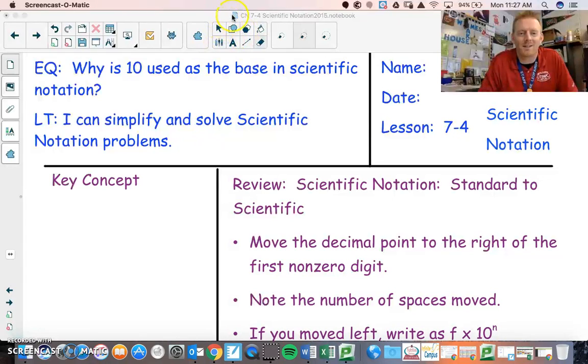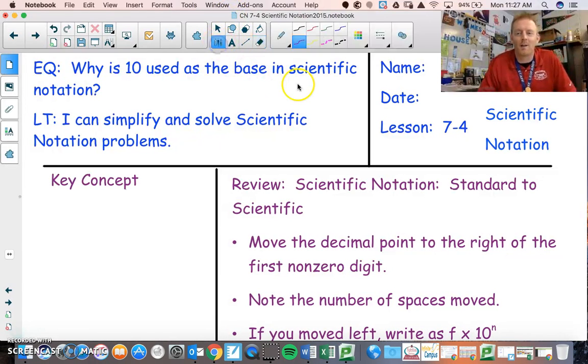This is the land of Burmanation. We're talking about scientific notation. Not a whole lot of brand new things with this stuff, but some ideas that we've been using for the last couple of lessons that we're going to need to repeat in this one.